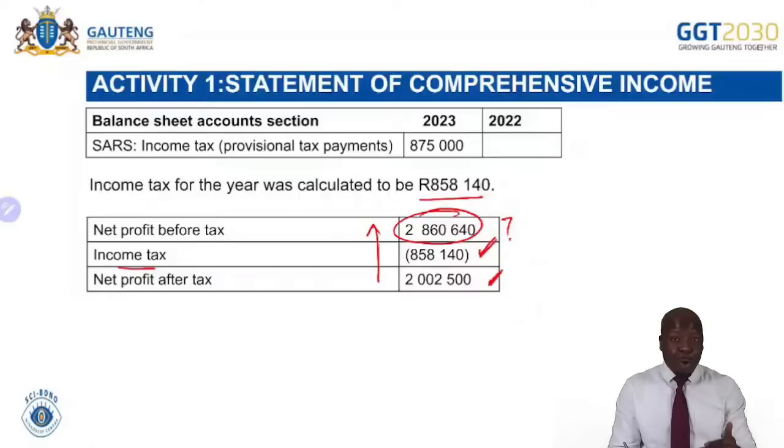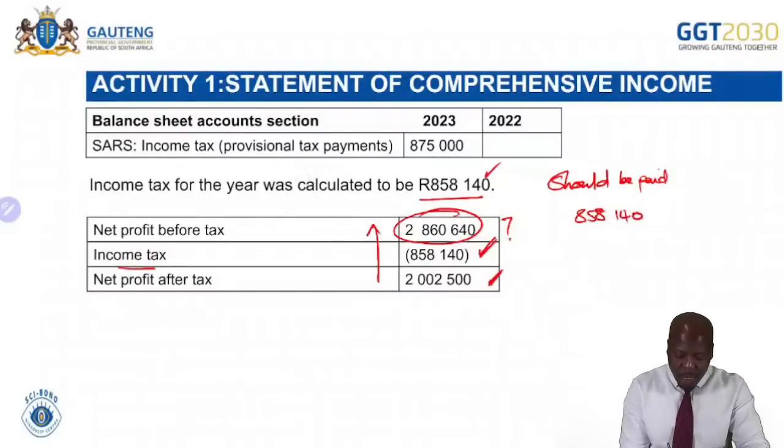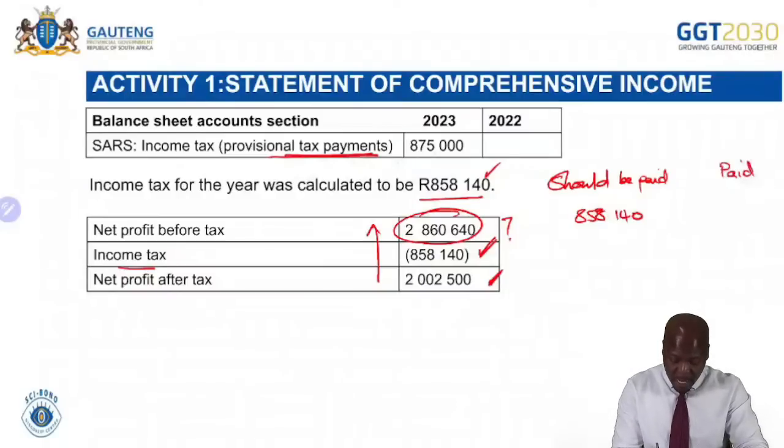Once you have that, the next thing that must come to your mind is, do we owe SARS in relation to tax, or SARS owes us? What is the simplest way to do that? You simply have to know what must be paid, what we should have paid. I'm going to write it here as should be paid. What should be paid to SARS is the income tax amount here, which is 858,140. But we have what is known as provisional tax payments. So these are payments that have already been made, paid already.